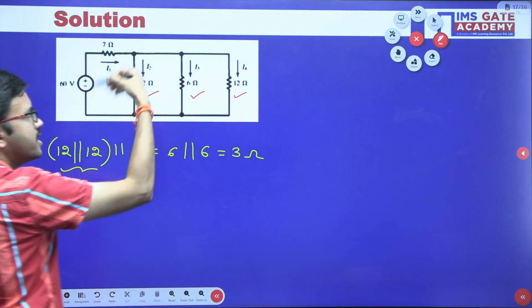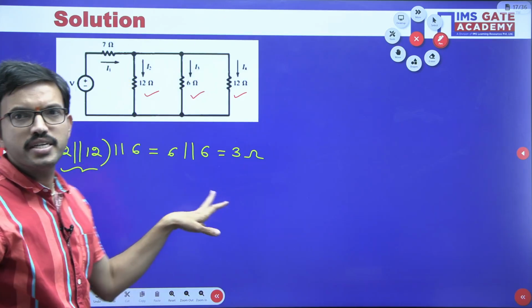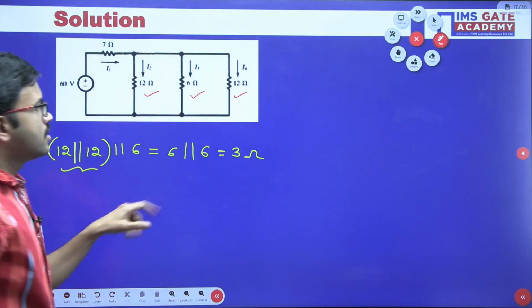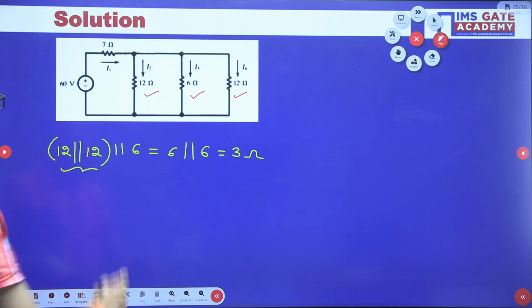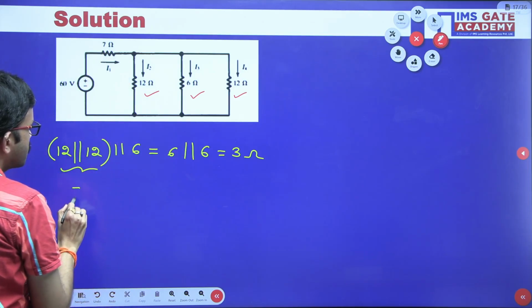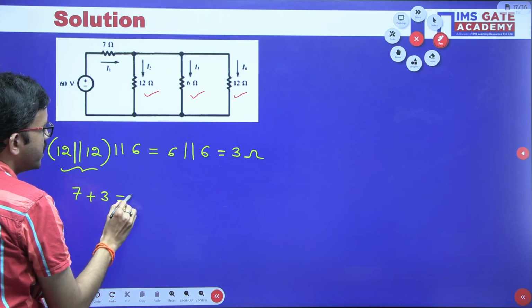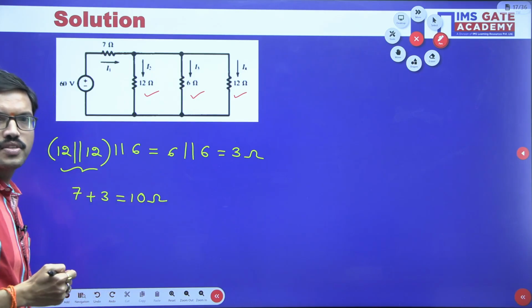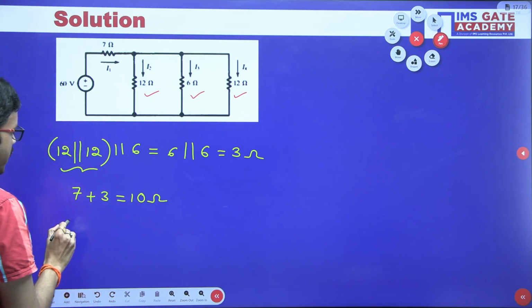That means this entire configuration, equivalent resistance is nothing but 3 ohm. Okay, 3 ohm you are getting, right? And here you are having 7 ohm. 7 ohm and 3 ohm are both connected in series. So 7 plus 3 is nothing but 10 ohm. Okay, so now you can calculate the current I1.